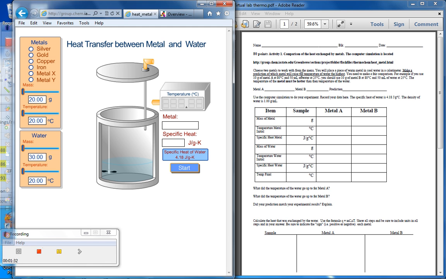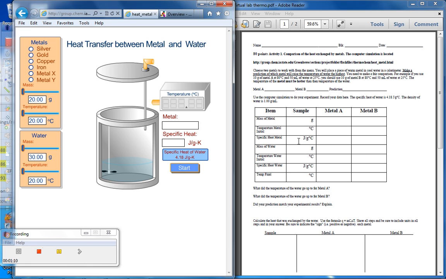It says to make a prediction of which metal will raise the temperature of the water the highest. So you'll pick 2 of these metals and write them right here, metal A, metal B, and then your prediction as to which one you think will raise the temperature the most. And then once you get your data here, then you'll answer these questions right down here. Make sure you get those.